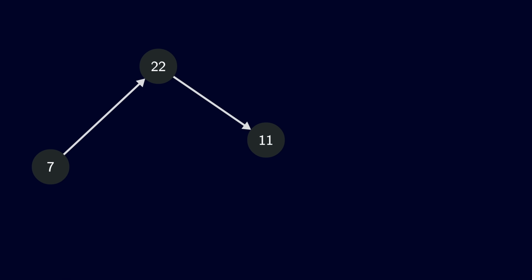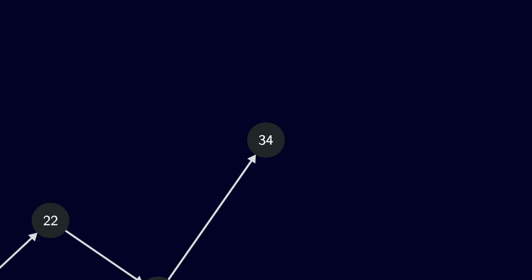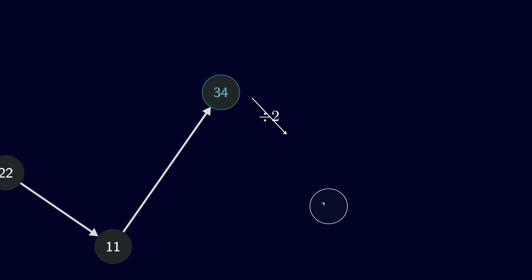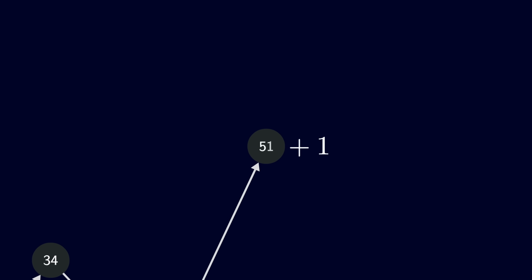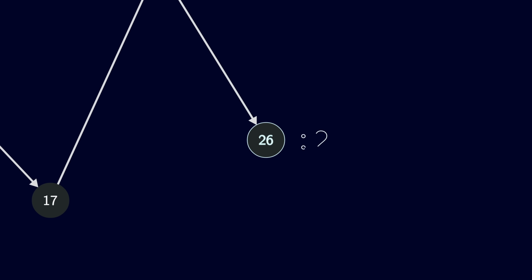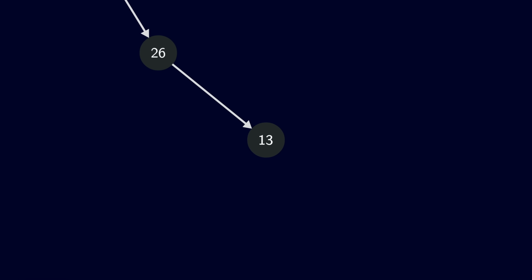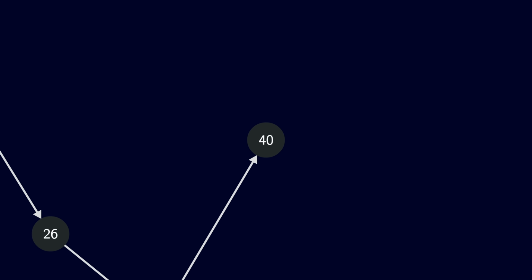Now we keep applying these two rules. 11 is odd, so we multiply by 3, 33, and add 1, 34. Even, divide by 2, 17. Odd. Multiply by 3, 51, add 1, 52. Even. Divide by 2, 26. Still even. Divide by 2, 13. Odd. So we multiply by 3, 39, add 1, and that's 40, which is even.